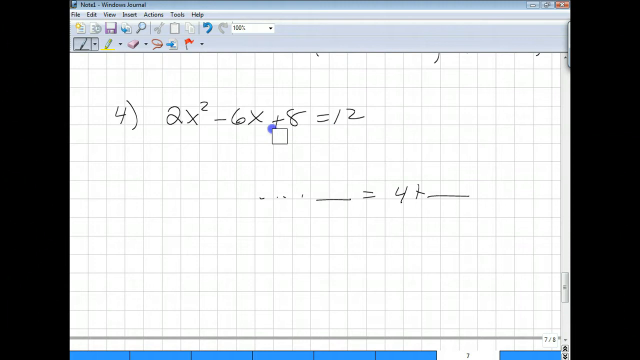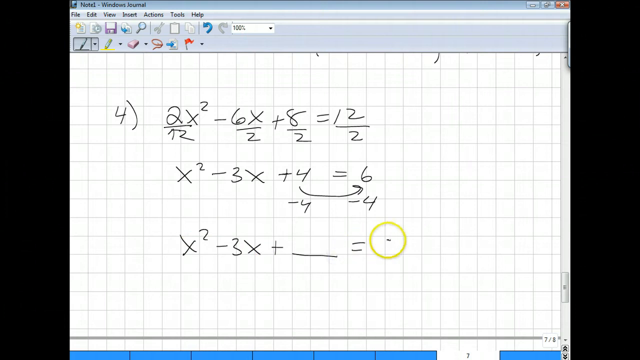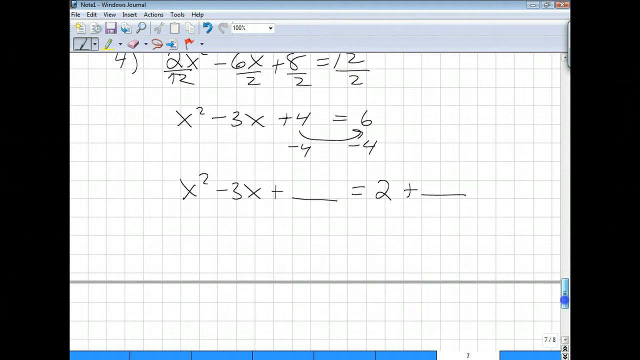Actually, let's go back and let's do it this way. Okay, remember that we don't want this 2 here. So let's go ahead and get rid of that by dividing everything by 2. All right, so that gives us x squared minus 3x plus 4 equals 6. Okay, now let's go ahead and do the process. So move the constant to the other side, so I'm going to subtract 4 from both sides. But leave a space because I know I'm going to add something. 6 minus 4 is 2, but I want to add something.